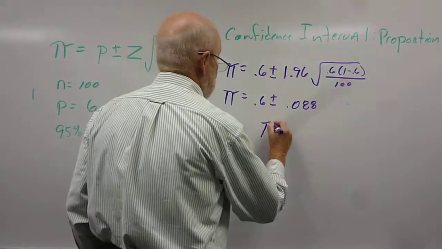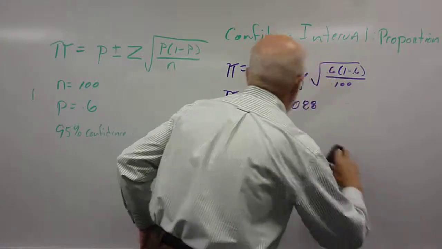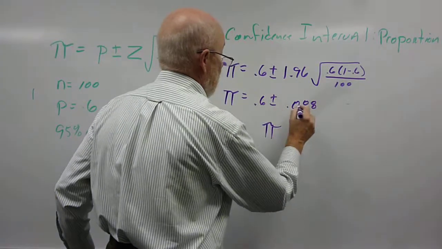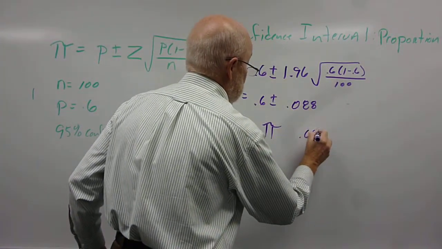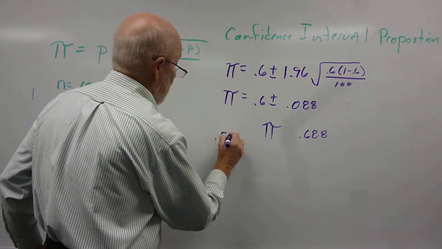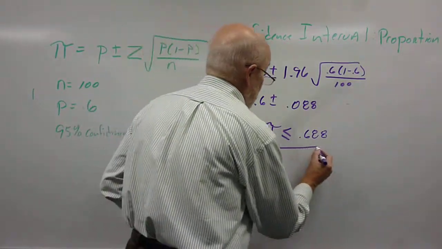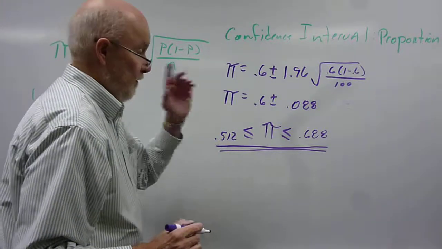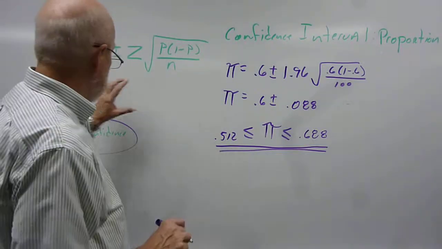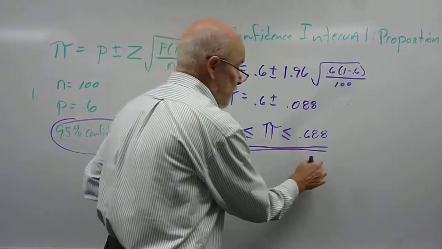So our proportion is somewhere, let's see, oops, backwards. Our proportion is between 0.6 plus 0.088, which is 0.688, and somewhere on the other end is 0.512. So it's greater than or equal or less than or equal. So the confidence interval is, we can say that we are 95% confident that the proportion based on this analysis is somewhere between 0.512 and 0.688.